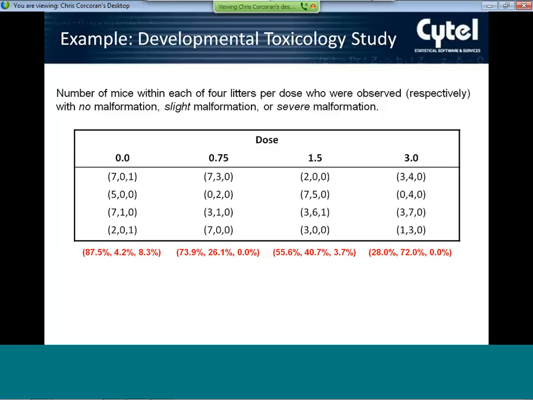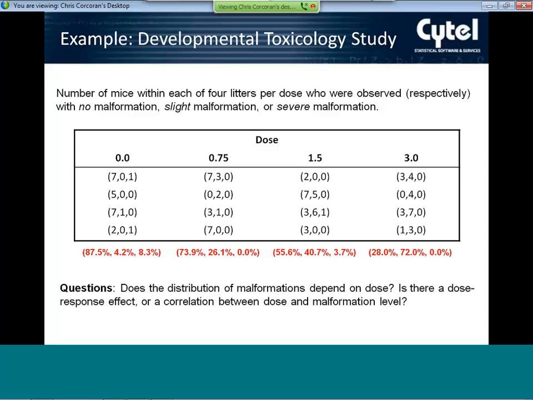Again, if we collapse over these dose groups, you can see that it appears, at least we observe, that the proportions within each of these malformation categories differ across these dose groups. The question is, is there evidence that dose actually corresponds to a difference in these proportions, a significant difference? But again, the fetuses within each litter are going to be more alike than fetuses across litters. And so again, we have to answer these research questions while accounting for the correlation.